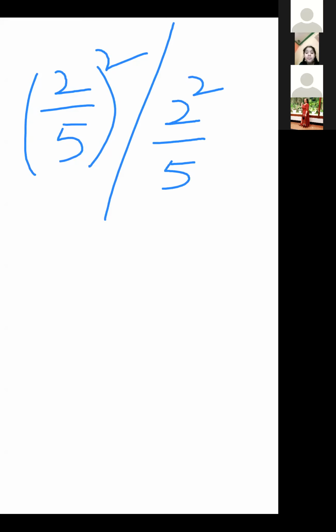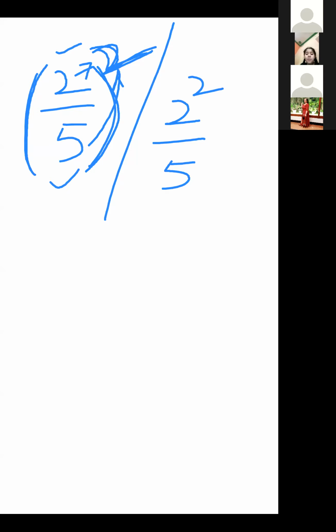What is it? Both are different because I have put the bracket here on the whole fraction. 2 upon 5, the full fraction, I have put in the bracket, and this square, this 2, is the power of this 2 also and 5 also. Means 2 will be multiplied 2 times and 5 will also be multiplied 2 times.